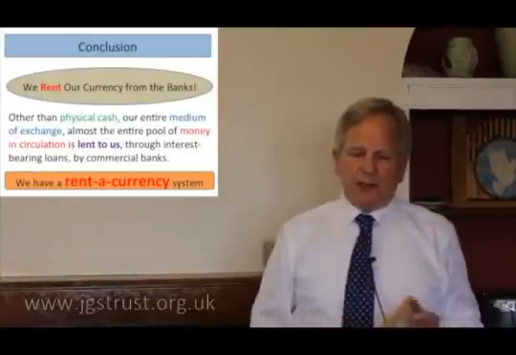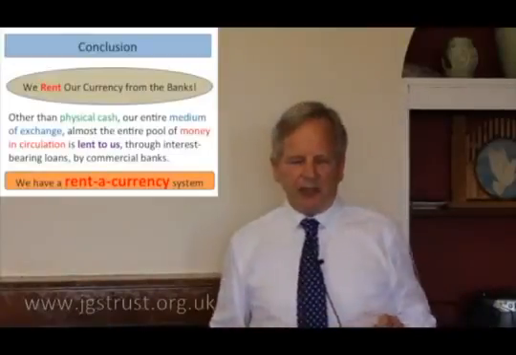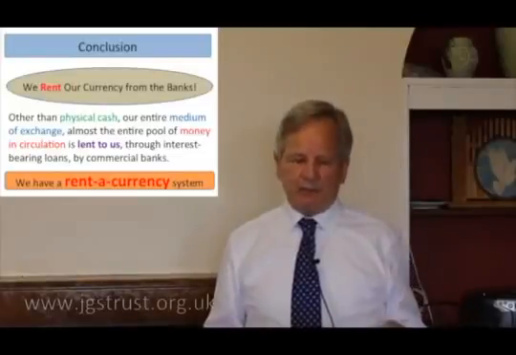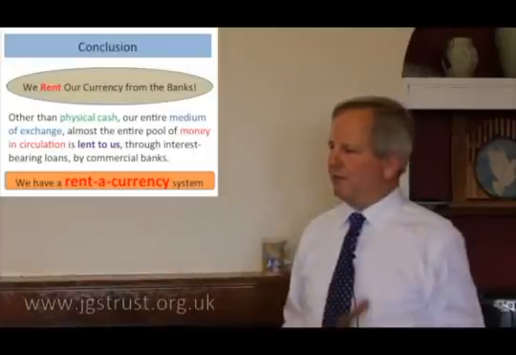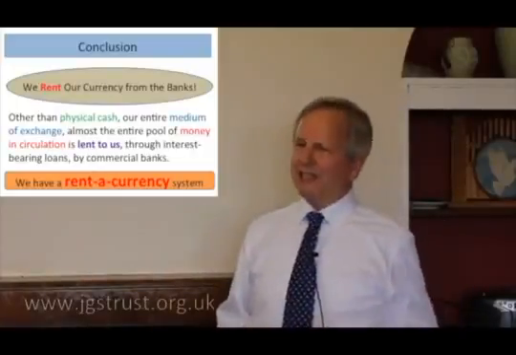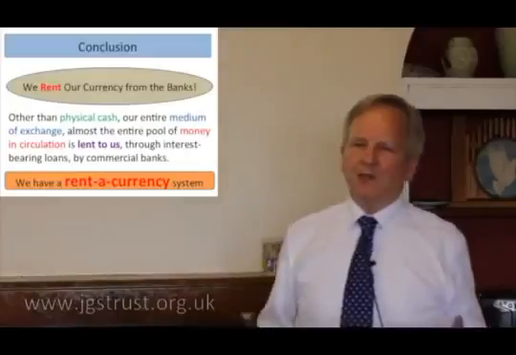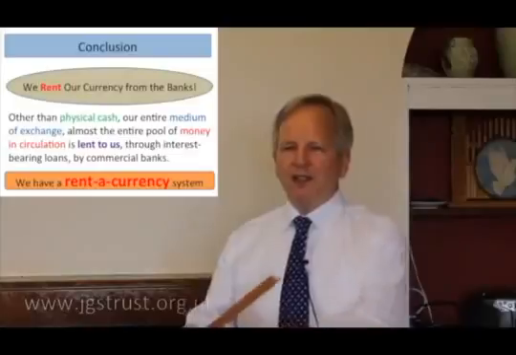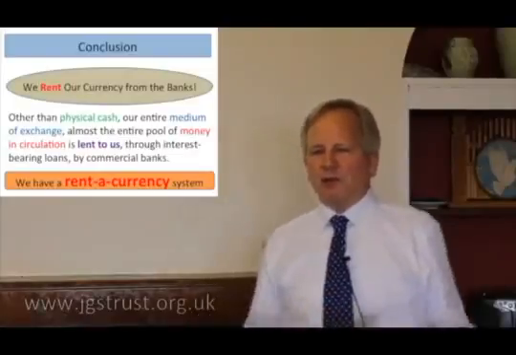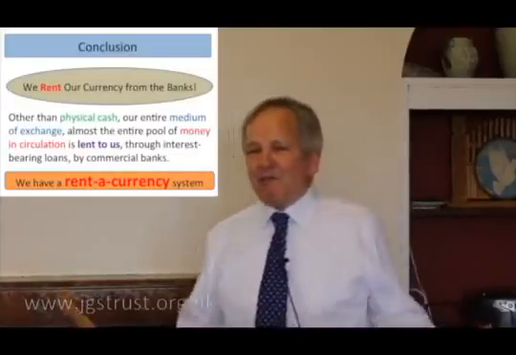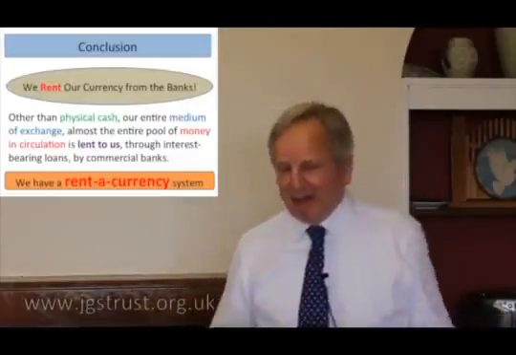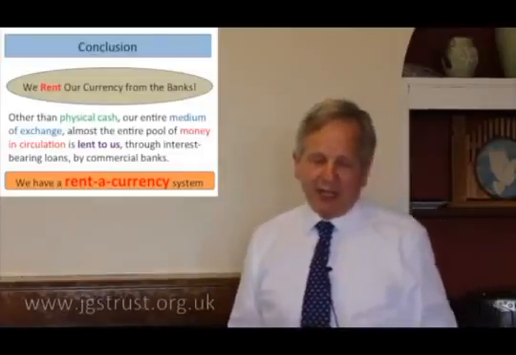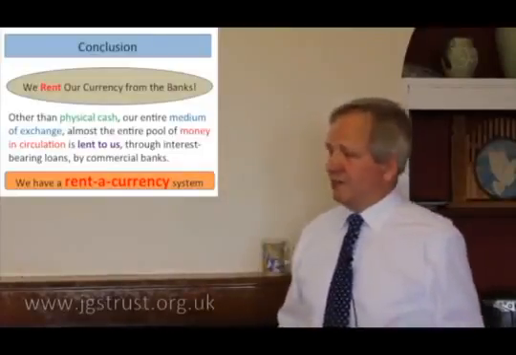So the conclusion is we actually rent our currency, our medium of exchange, from the banking system, through these interest-bearing loans. And that's weird, isn't it, when you think about it? They charge us for using their numbers, which cost them nothing to type in. Well, my numbers are as good as their numbers. As a mathematician, I must say this. So why am I forced to rent their numbers?